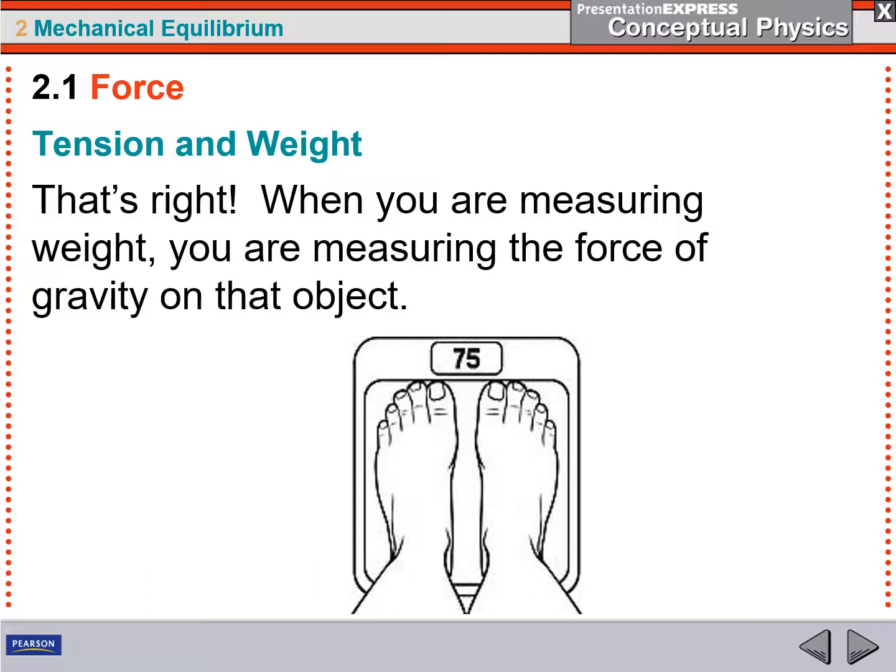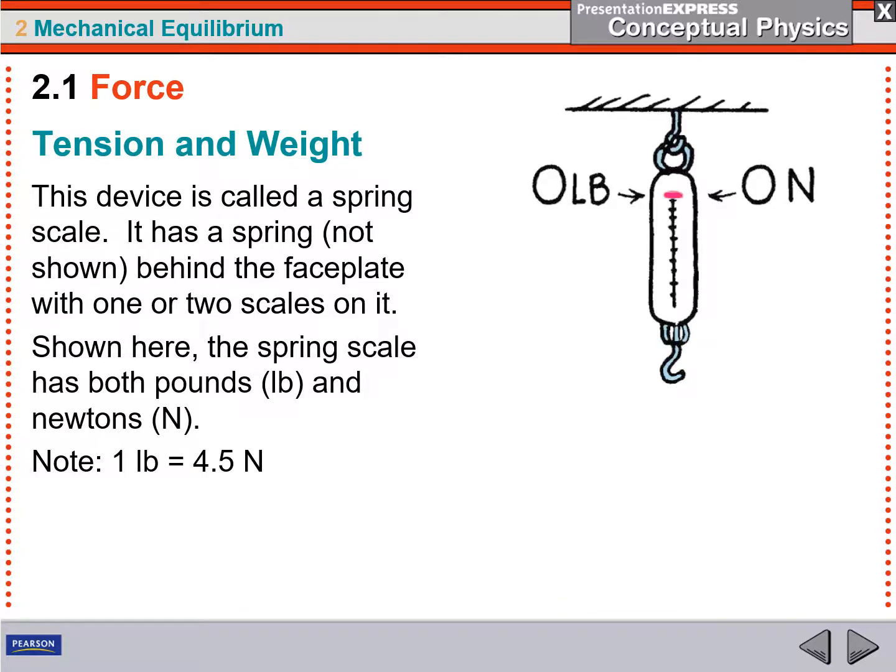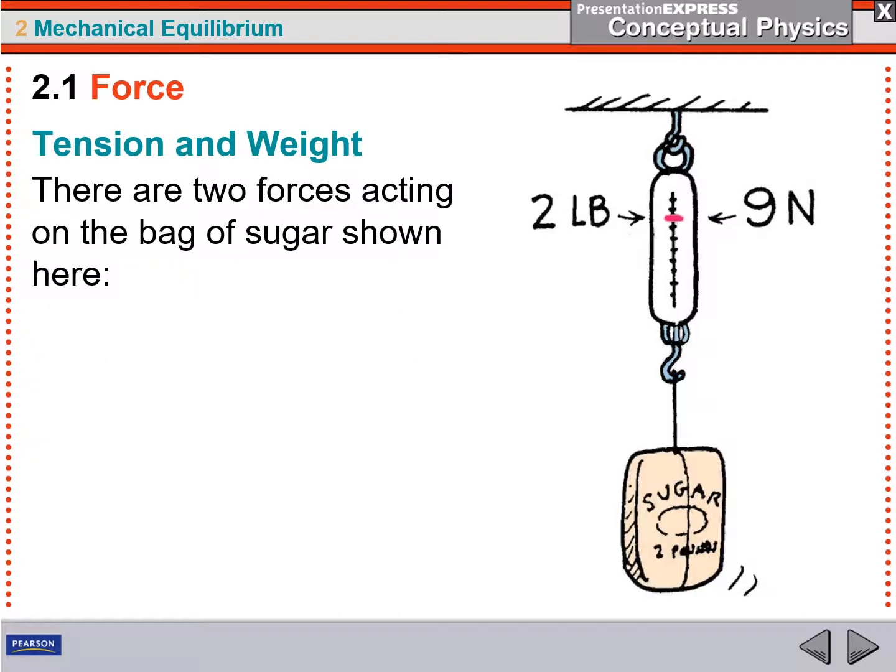So if you're standing on a scale, it measures your weight. It's actually measuring the force of attraction between your body and the earth. There are lots of different kinds of scales. The one shown in this picture here is called a spring scale. Basically, if you put something on the hook, the slide will come down, the numbers will go up.